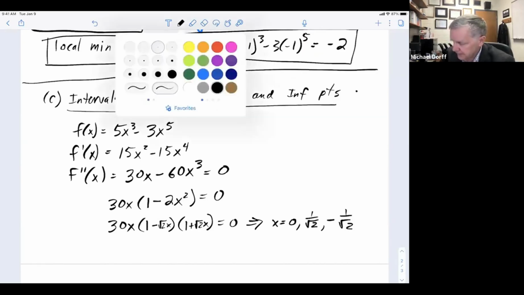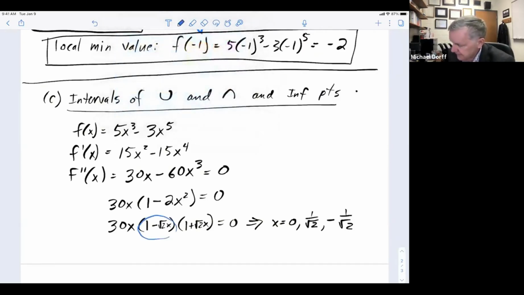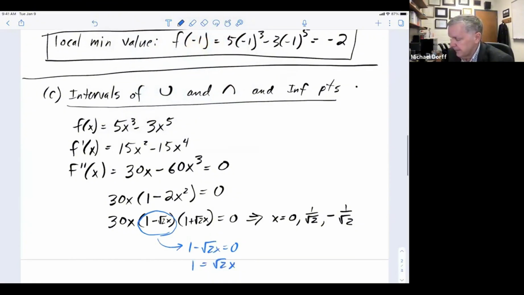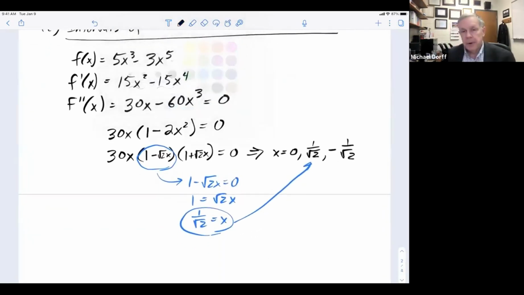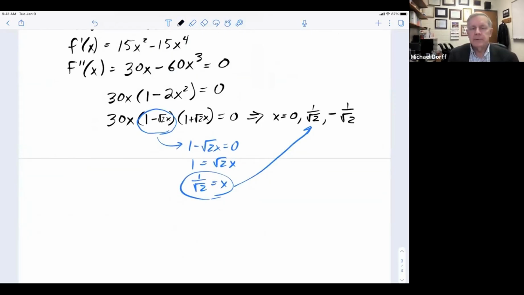Just so everyone's clear on this, if I set this one equal to 0, I have 1 minus square root of 2 x equals 0. Then if I bring the square root of 2 x to the other side, that gives me 1 equals square root of 2 x. Divide both sides by square root of 2, and I get 1 over square root of 2 equals x. And that's how I get this value there. Just like in part A, this gives us the endpoints for some intervals. We're going to make a set of intervals and see whether the second derivative is positive or negative on these intervals. That will then inform us whether the function is concave up or concave down on those intervals.